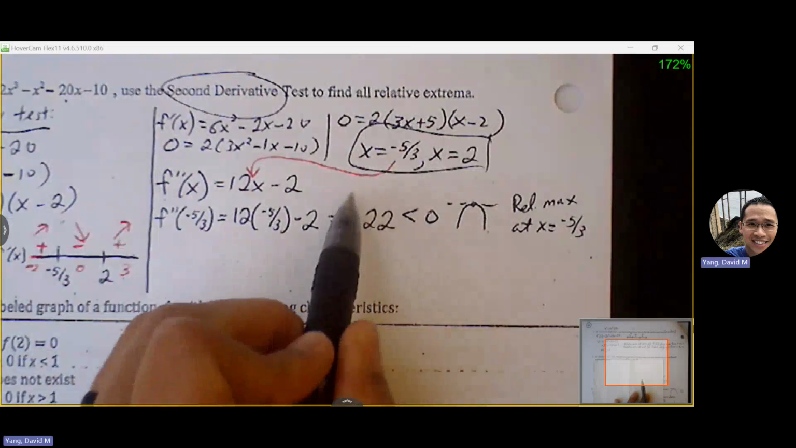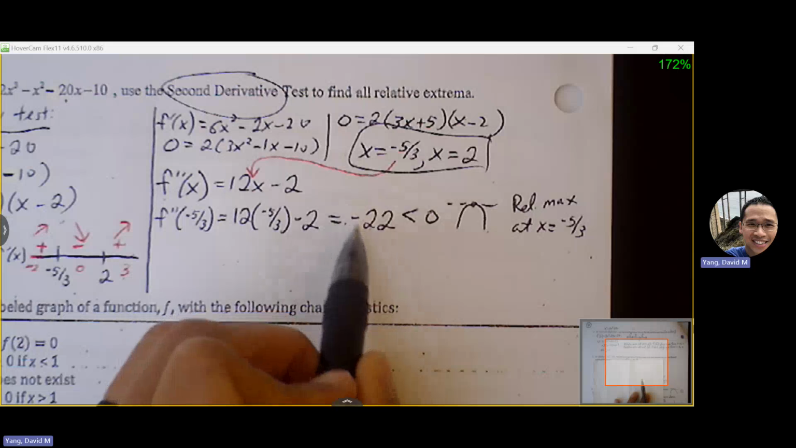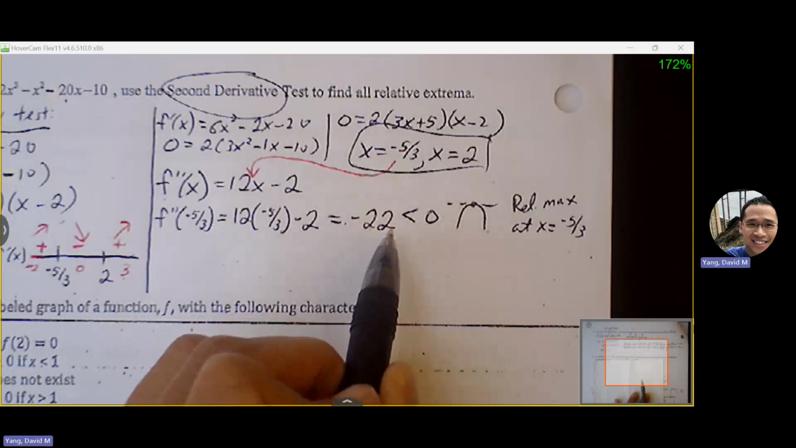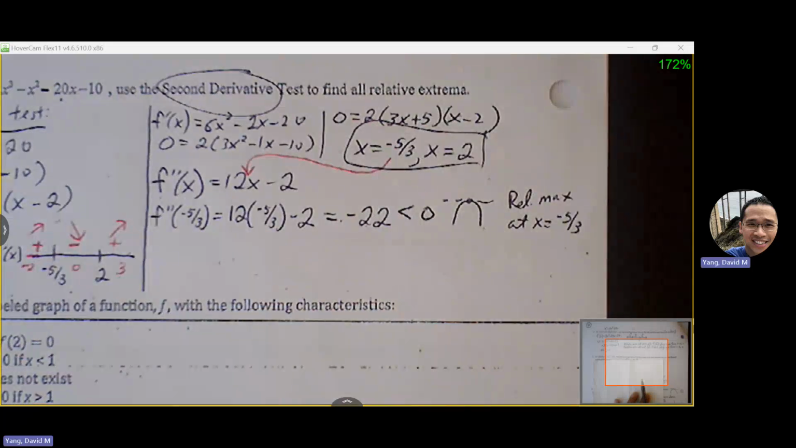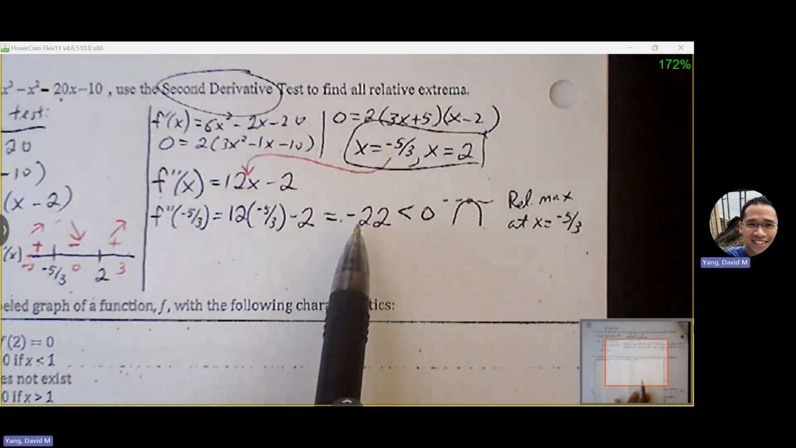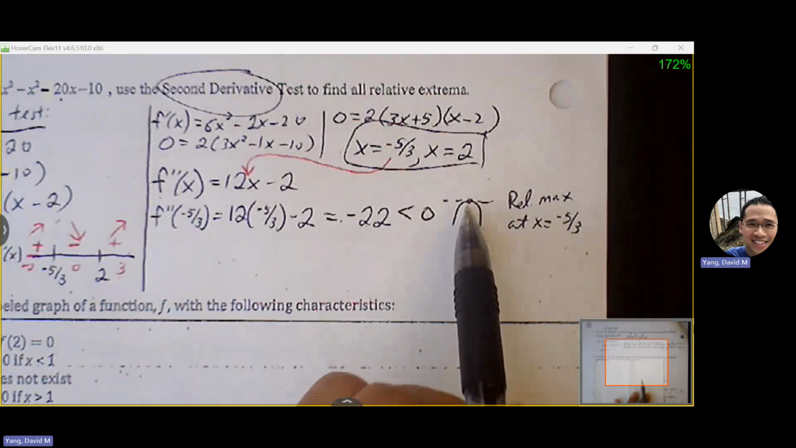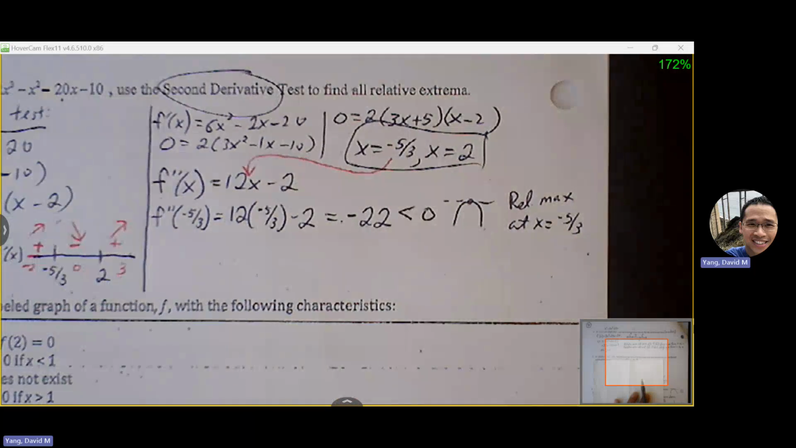But the trouble spot is a lot of us want to say this is relative minimum because why? Because it's negative, right? We associate negative with something small, with something lower, with relative minimum, but this is not a low value. It's a curvature value. It's concave down. And because you're looking at concave down, you're looking at relative max.